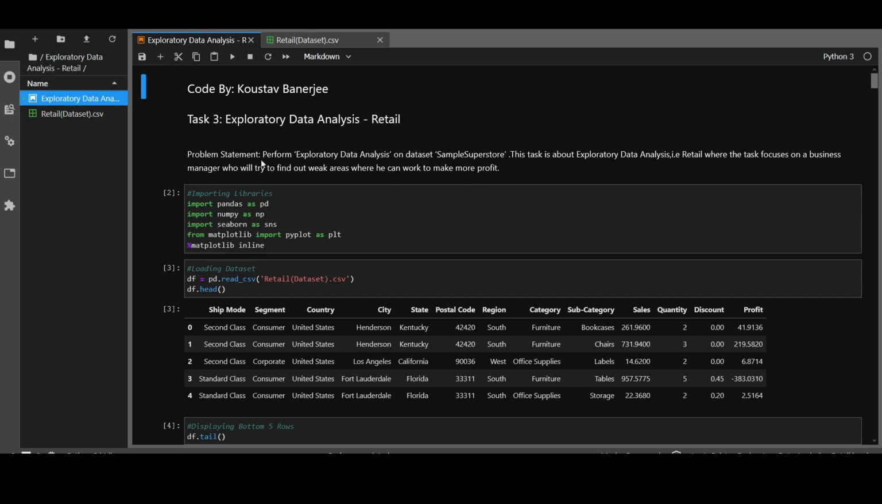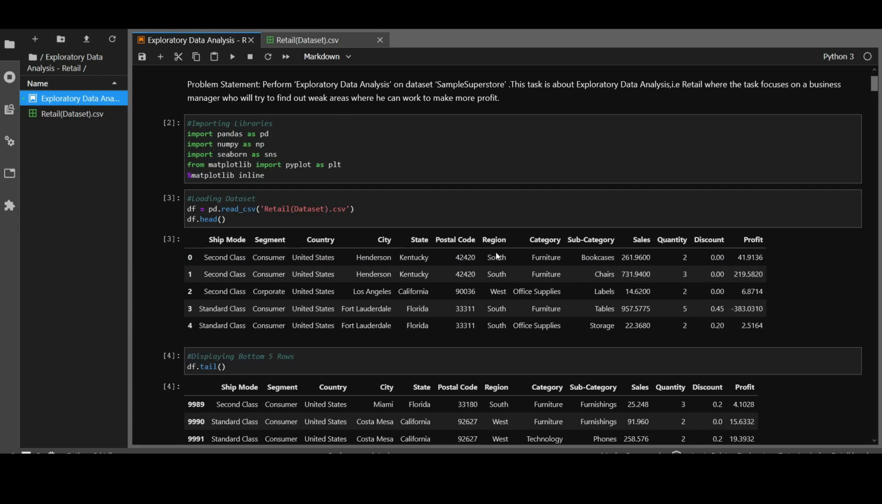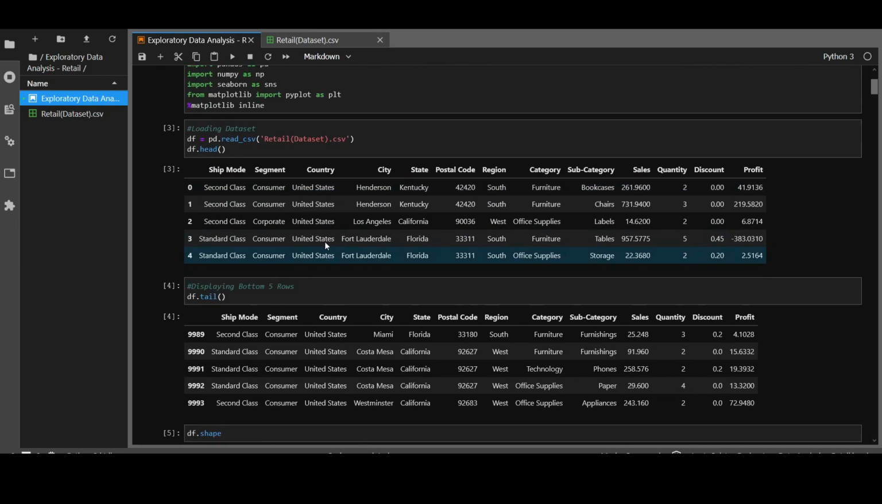The problem is to perform exploratory data analysis on the dataset SampleSuperstore. So this is that dataset. This task is about exploratory data analysis on retail, where the task focuses on a business manager who will try to find out weak areas where he can opt to make more profit. So firstly, I'm importing some libraries and loading the dataset.